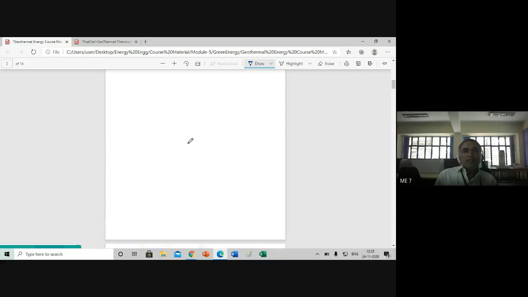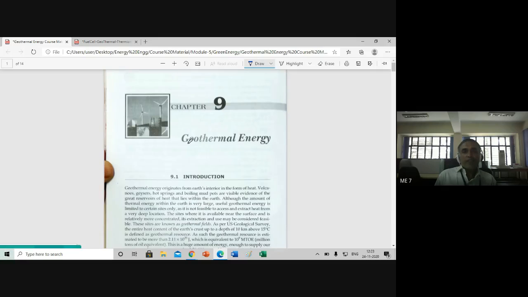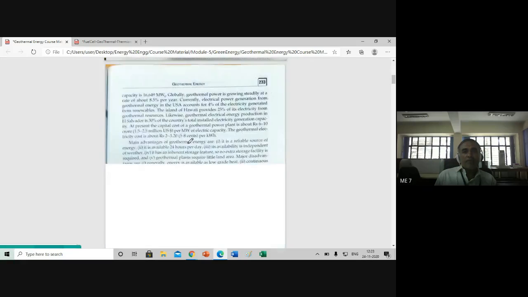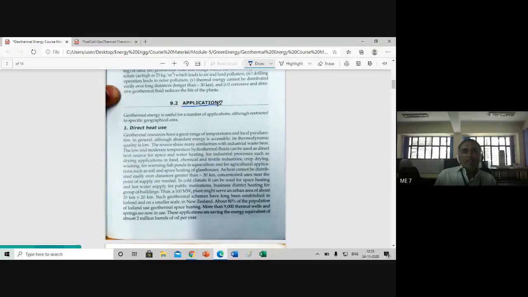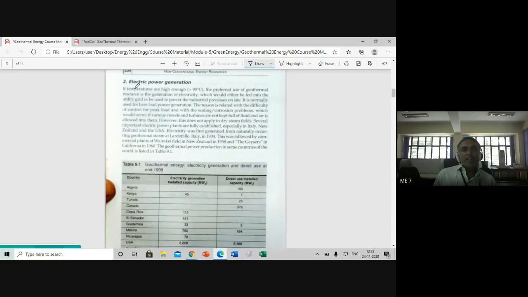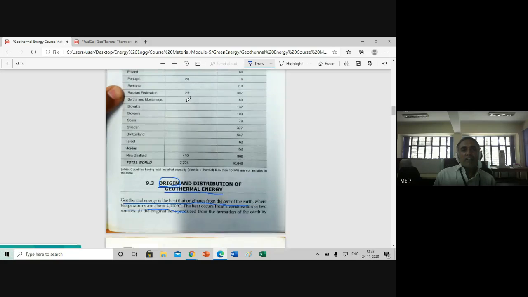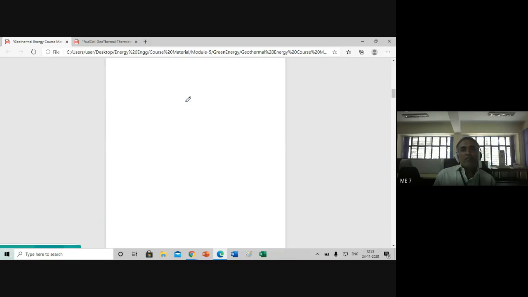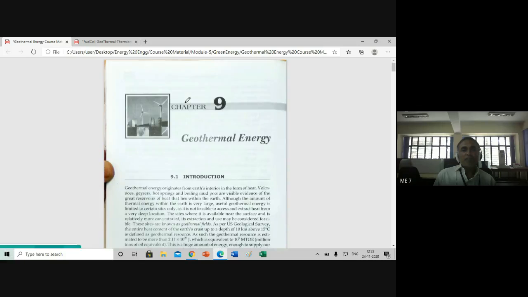Now let us come back to geothermal applications. Wherever heat is necessary, there we can use geothermal energy. That's all application. However, they put it under different headings, and you have to know them. One is direct heat use. Next is electric power generation. Under these two headings, they have put geothermal energy application.